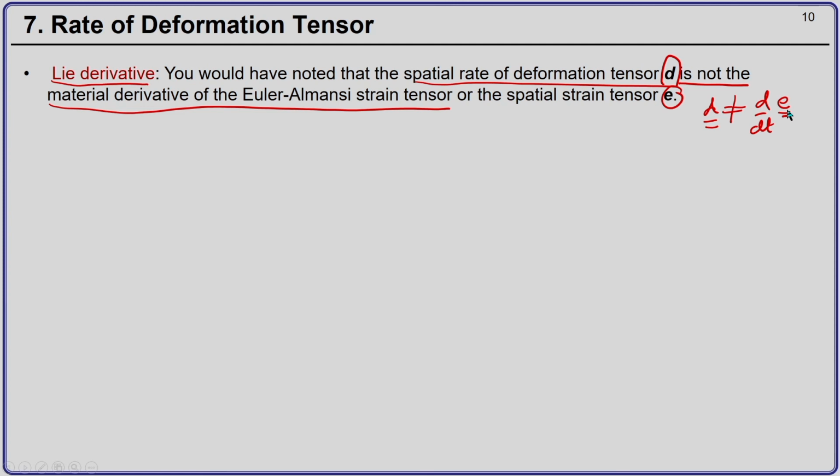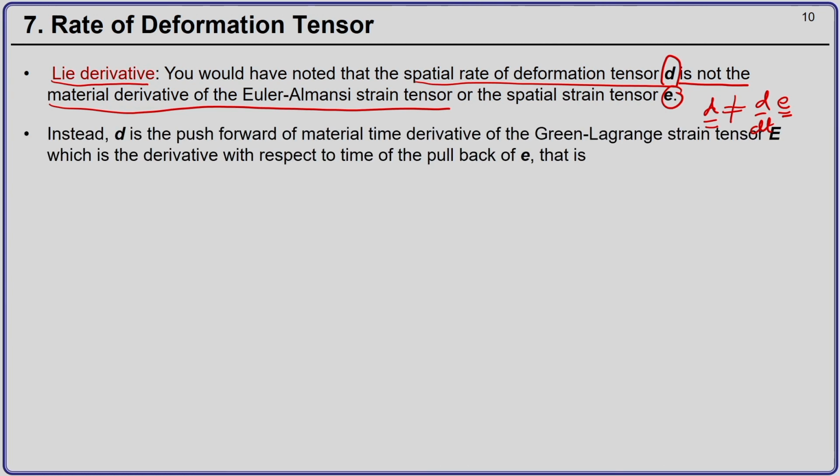See, the Euler-Almansi strain tensor is a spatial strain tensor and D is a spatial rate of deformation tensor, but the rate of E will not be equal to D. Okay. So, this important concept you have to understand. So, what is D? D is actually the push forward of the rate of Green-Lagrange strain tensor E, okay. And E is nothing but the pullback of Euler-Almansi strain tensor, okay.